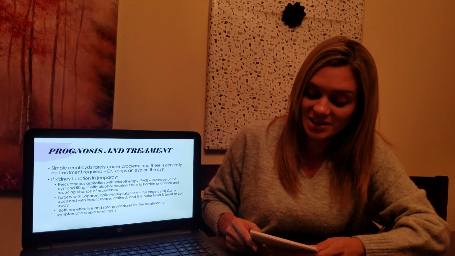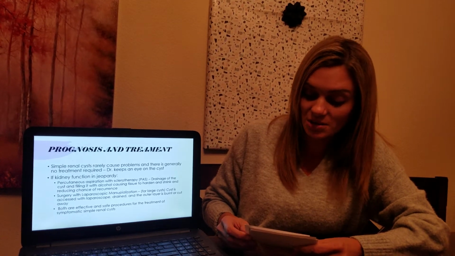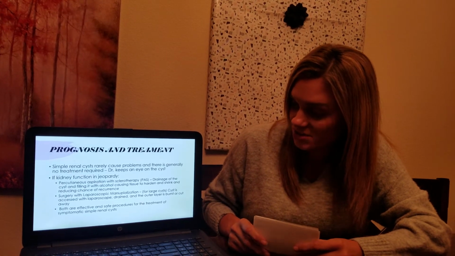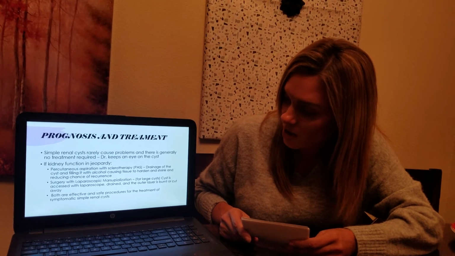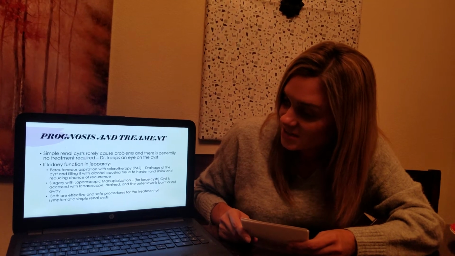If the kidney function is in jeopardy of being harmed or the patient is experiencing severe symptoms, treatment can include percutaneous aspiration with sclerotherapy, or PAS, which is where the doctor drains the cyst and fills it with an alcohol-based solution, which causes the tissue to harden and shrink and reduces the chance of recurrence. There's also a surgical option, laparoscopic marsupialization, which is for larger cysts. The cyst is accessed by the surgeon with a laparoscope, drained, and then the outer layer is either burned or cut away.